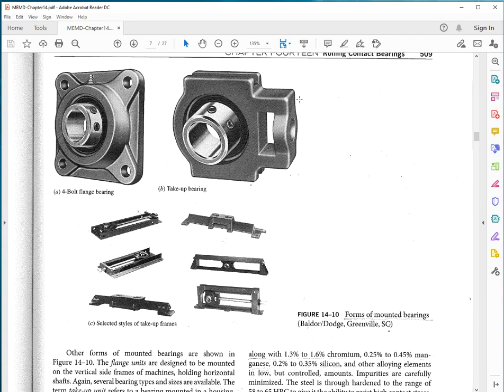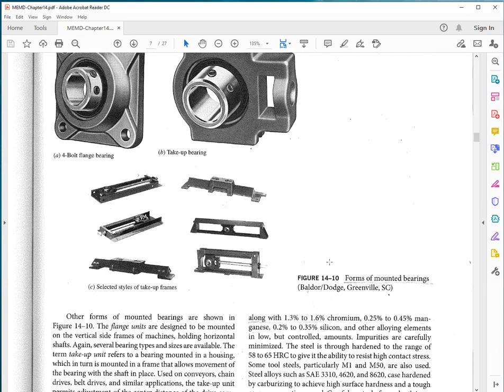These are take-up frames that go in conjunction with the guiding grooves. Again, when you want to have the possibility of moving the bearing parallel to its own axis to, say, tension a belt, or could be a conveyor belt or a chain.